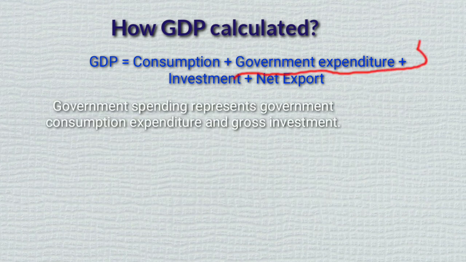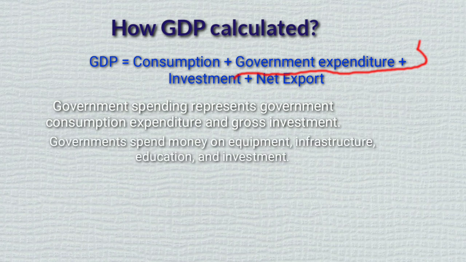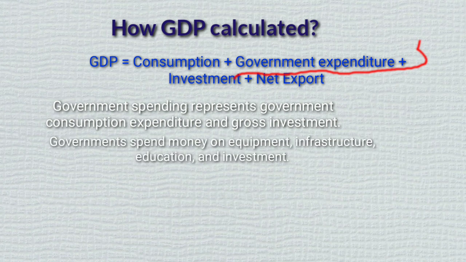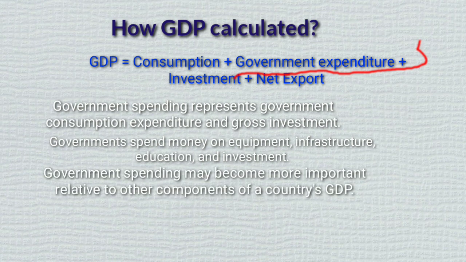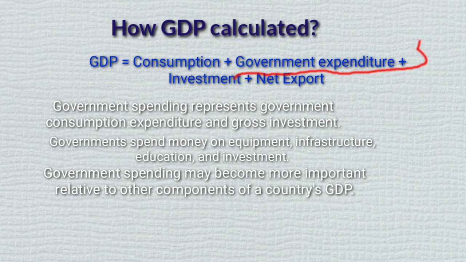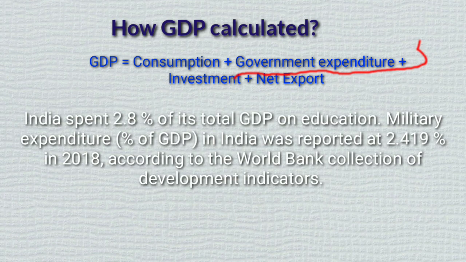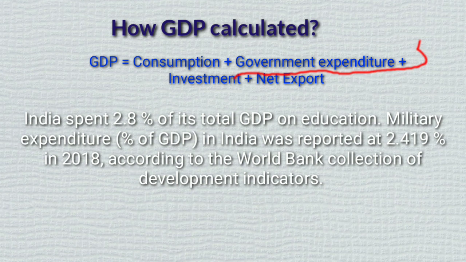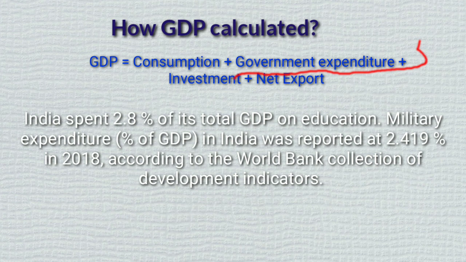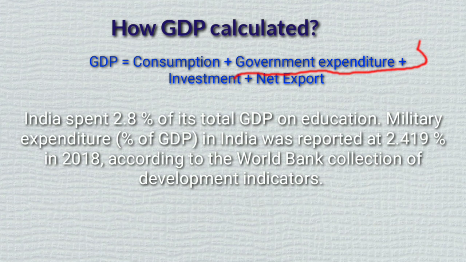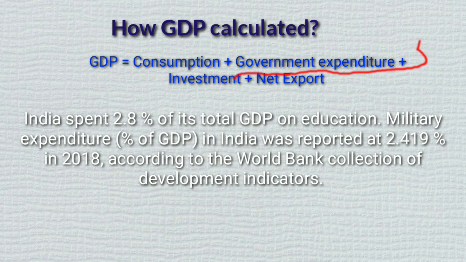Government spending represents government consumption, expenditure and gross investment. Governments spend money on equipment, infrastructure, education, and investment. Government spending may become more important relative to other components of a country's GDP. India spent 2.8% of its total GDP on education. Military expenditure, percent of GDP, in India was reported at 2.419% in 2018, according to the World Bank collection of development indicators.